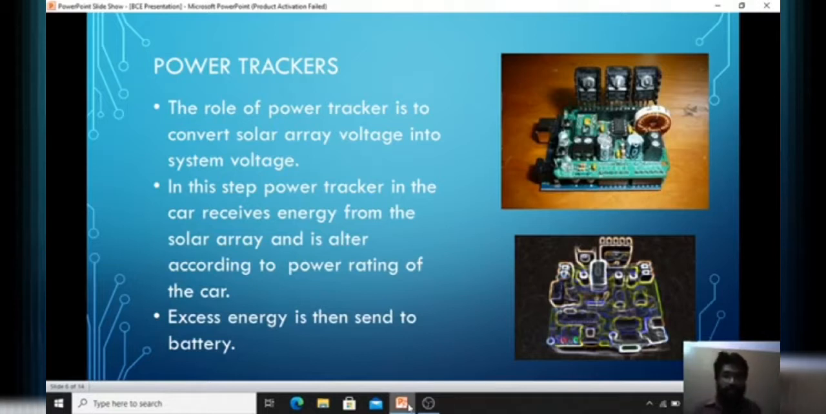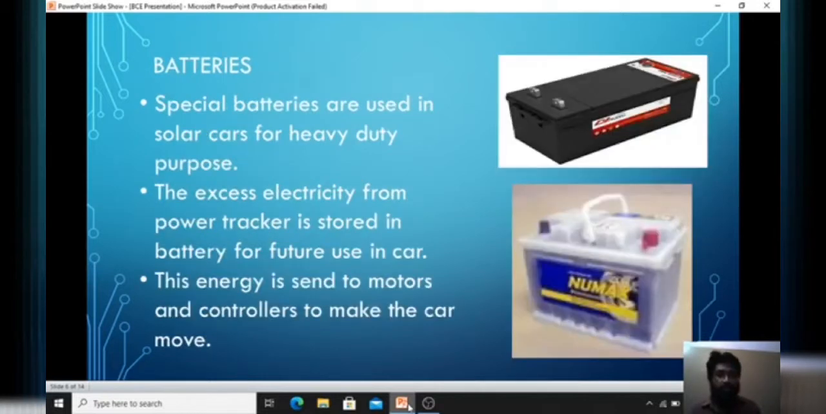And one important point: here the excess energy is sent to the batteries. What the batteries do, now I'm going to discuss that. Here some very special type of batteries are used, for some very heavy duty purpose. Why? Because in a solar powered car, the batteries are going to do some very important tasks. Because how will the solar powered car go in the night or on some rainy weather day? So here the batteries have a very key role to do.